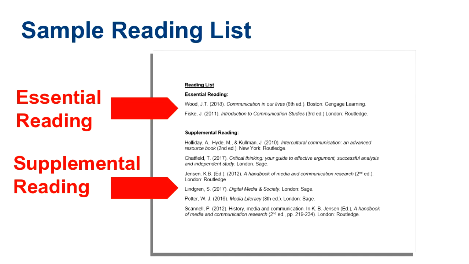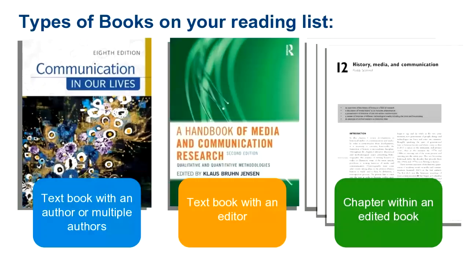Whether it is supplemental or essential, the library should have copies available for you to borrow. You will need to understand exactly what you are looking for, so let's take a closer look. There are a number of different books that you'll be expected to find from your reading list. A textbook written by 1 or more authors, an edited book, or sometimes your lecturer will want you to just read a chapter out of an edited book. We'll show you how to recognize these on your reading list.